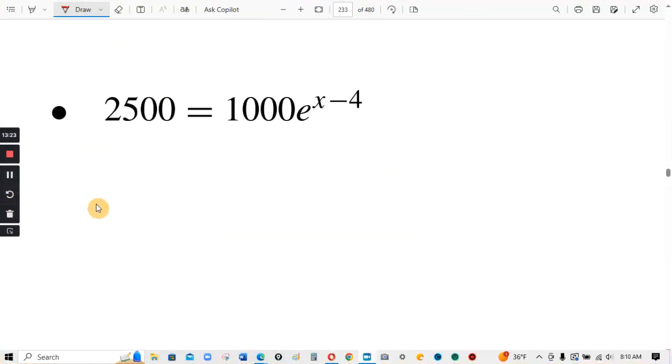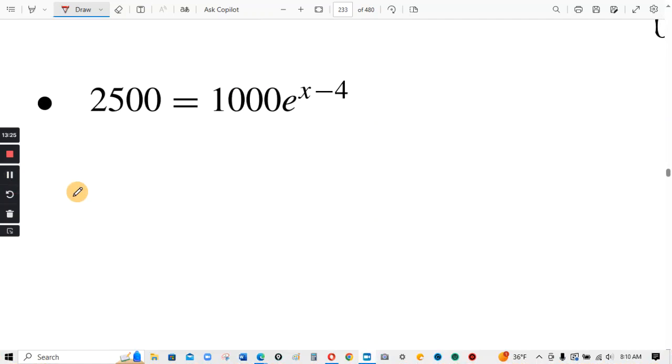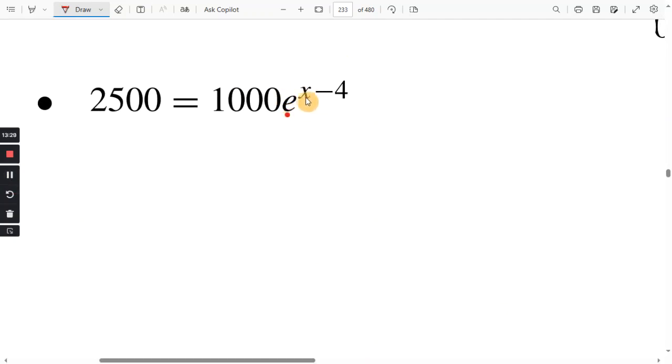All right, in this example here, the base is e, because it's being raised to the exponent of x minus 4. However, we have an additional term here. This e is times 1,000, so we need to get rid of that first. This is 1,000 times e to the power of x minus 4.